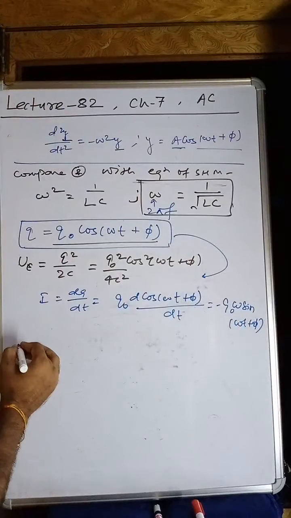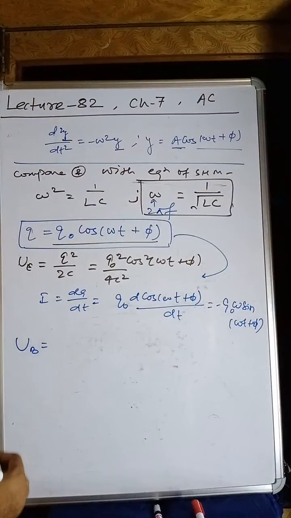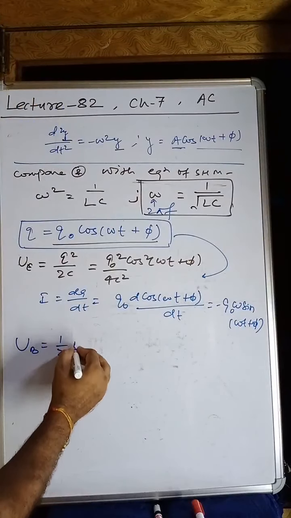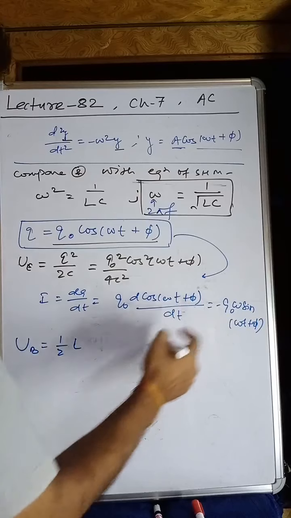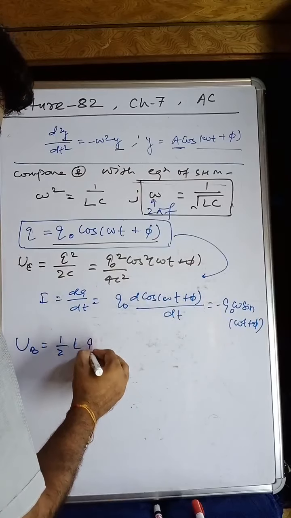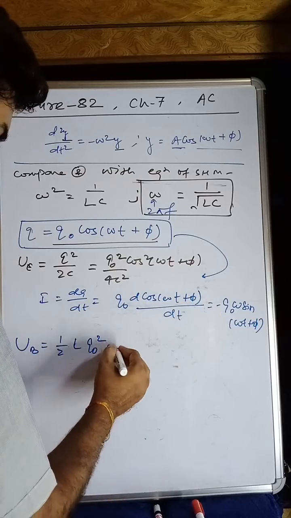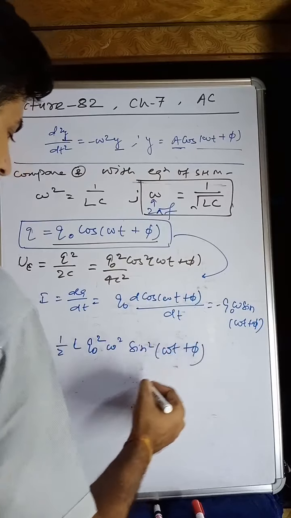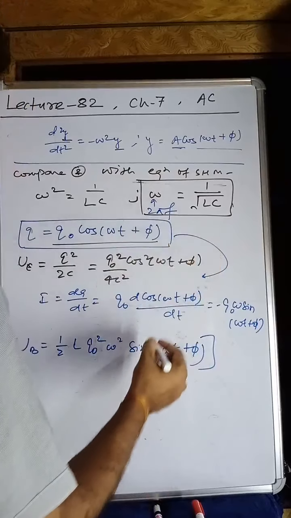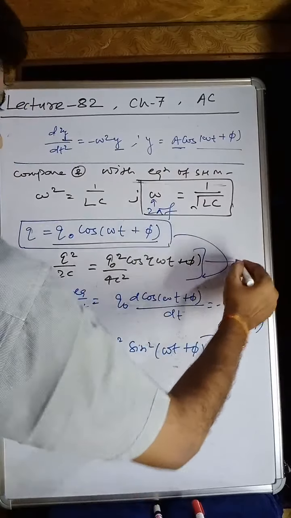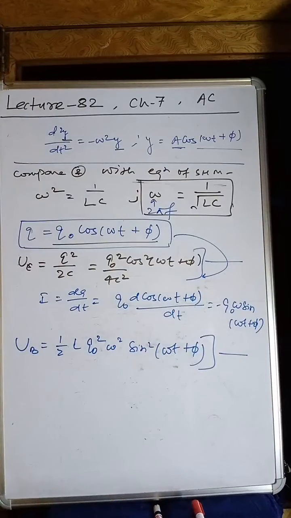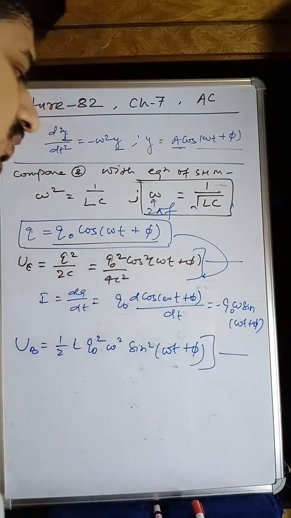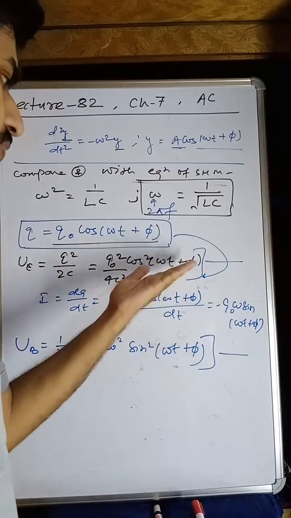Now we can write the energy in the inductor in the presence of a magnetic field as half L I square. This is the current, so this minus will become positive: Q naught square omega square sine square omega t plus phi. Alright, this is a very important energy, and the other is this one. Now look carefully at this equation, my dear students. You will find that both energies change sinusoidally. One is the sine function, the other is the cosine function.